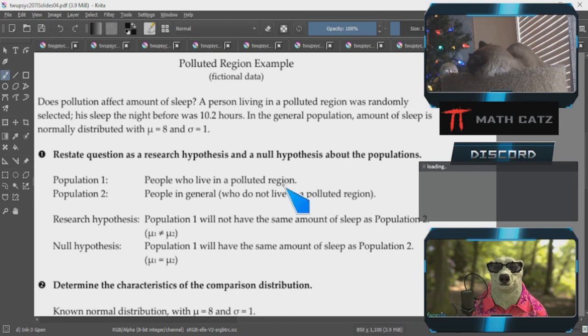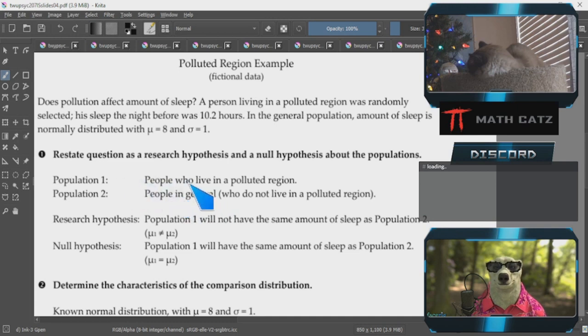Now, this might happen too fast for you, jumping from one to the next, but you can always pause the video, right? Pollution. Does pollution affect the amount of sleep you get? A person living in a polluted region was randomly selected. His sleep the night before was 10.2 hours. In the general population, the amount of sleep is normally distributed around 8, standard deviation of 1.